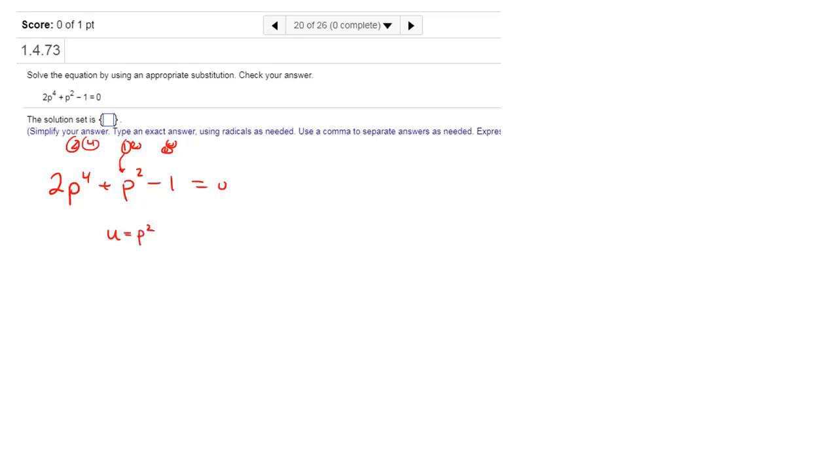Once we set that, we ask ourselves the next question: does that fit to be a perfect square of the previous one? I think it does. If you put a p squared into here, you're going to have to square it again over here to get you that p to the 4th. And if you do, that's your u right there. So we've done a u-substitution of 2u squared plus u minus 1. And the question is, can we factor this down?